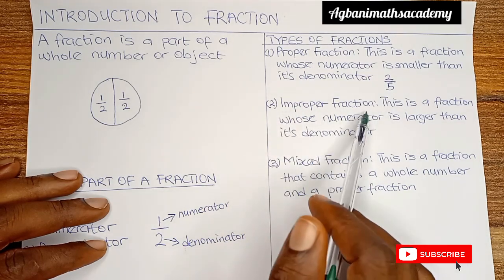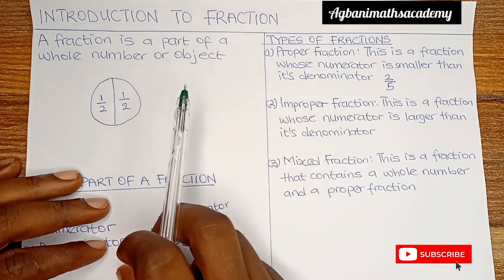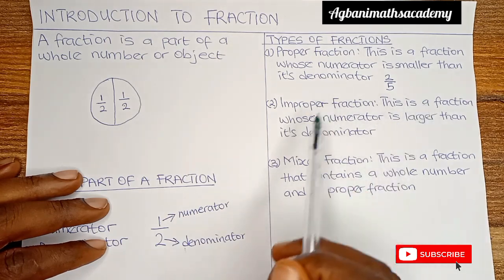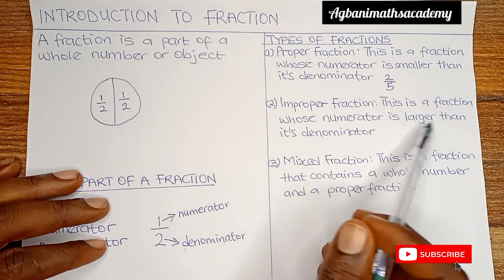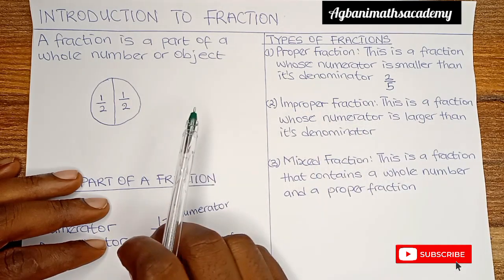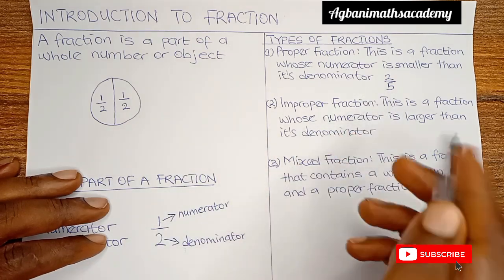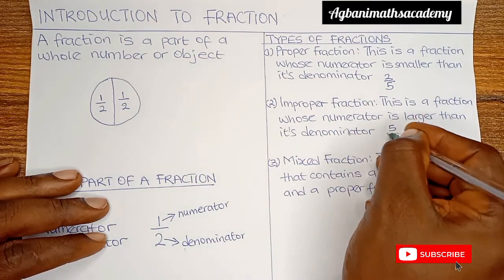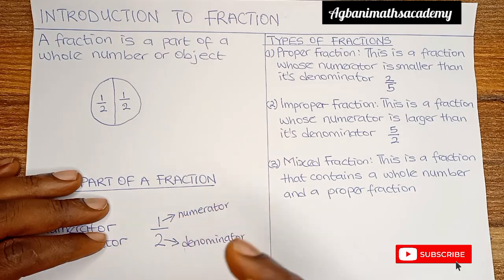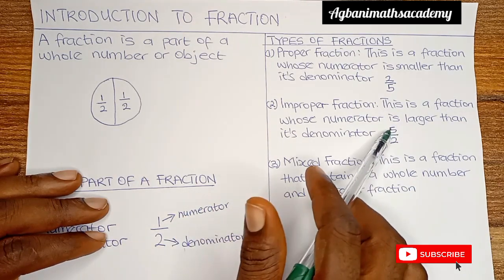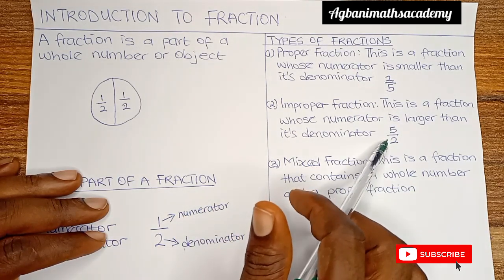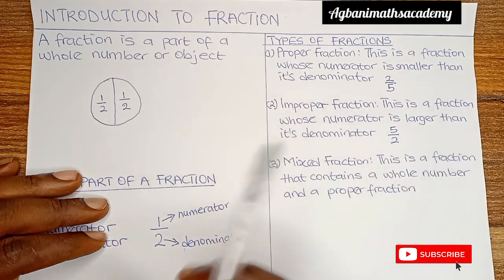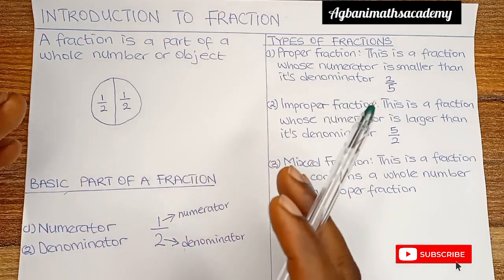The next type of fraction is improper fraction. This is a fraction whose numerator is larger than its denominator. So if we have a reverse situation where we have 5 all over 2, in this situation, the larger number is on top while the smaller number is below. It is improper. Let's reverse the example we gave.